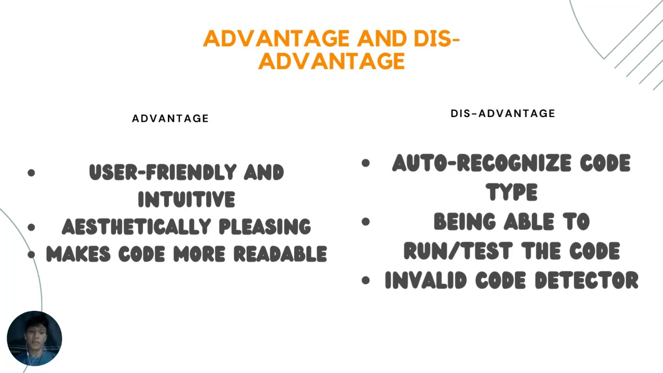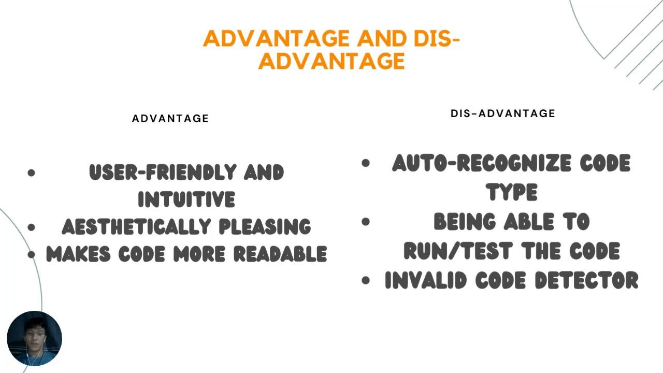The disadvantages of Sublime Text: the first one is auto-recognized code type. It would be nice to have it recognize what type of code it is without manually selecting it every time, or even just a default setting for your most commonly used code type. The second is being able to run or test the code without using another software, which would be very helpful.